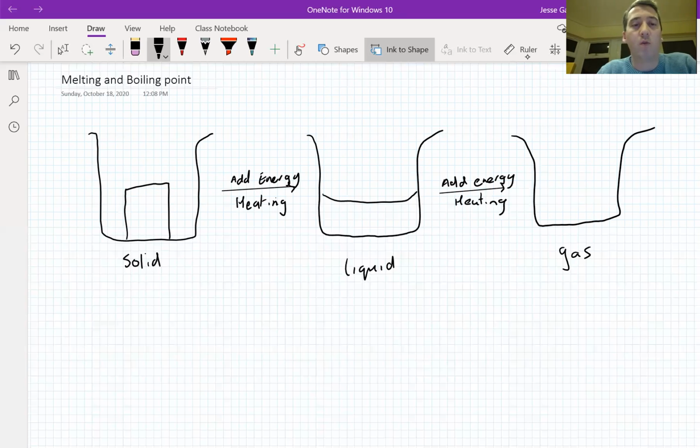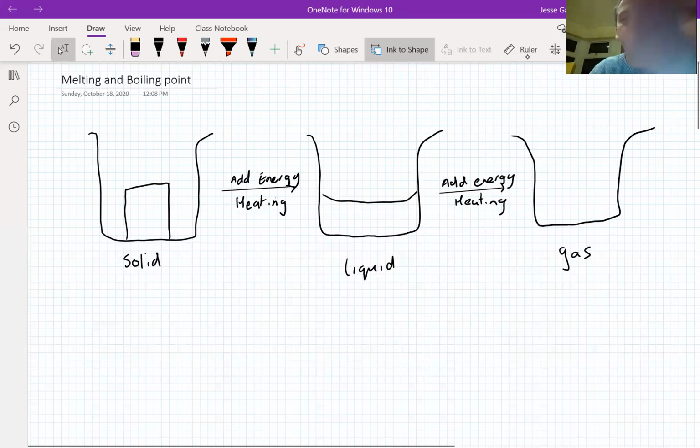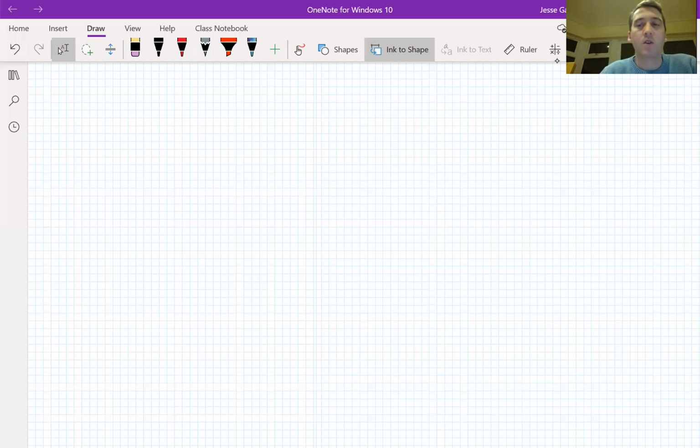Diagrams represent what we would see at the macro level. What we mean by macro level is stuff you can see with your eyes. That's what those diagrams represent there, okay? What you can see at the macro level. When we're talking about chemistry though, we're talking about how we can understand what's happening at the micro level. So stuff that we can't see.